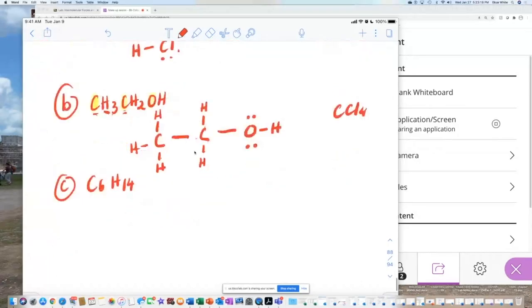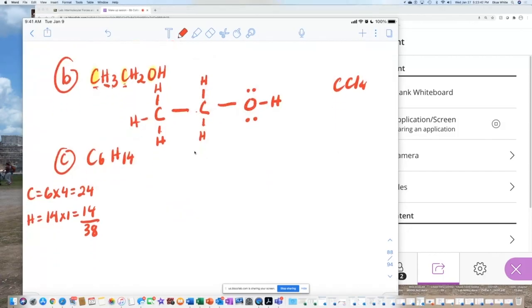Last one, 6 carbons. Ooh, carbon. I have 6. Carbon is in group 4, right? That's going to be 24. Hydrogen, I have 14. This is in group 1. That's going to be 14. 24 plus 14 is a huge number at 38. Okay. Drawing my Lewis structure.